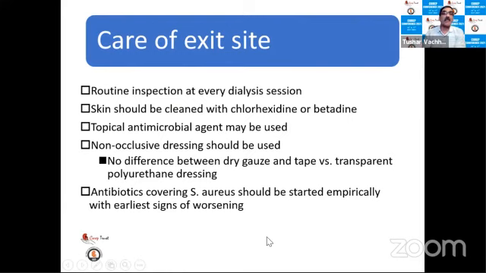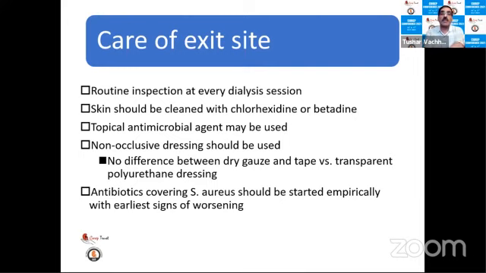So a simple examination, making sure that the exit site is not red, and that the exit site is cleaned properly. The skin should be cleaned with chlorhexidine if that's available in your dialysis center. That's the most preferred antiseptic solution. It is a bactericidal agent, so cleaning with chlorhexidine is ideal. If that is not available, or if it is expensive, then betadine or iodine is the next best solution. And as a last resort, 70% alcohol can be used.